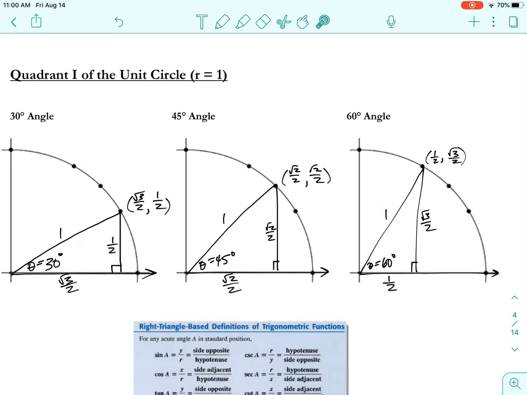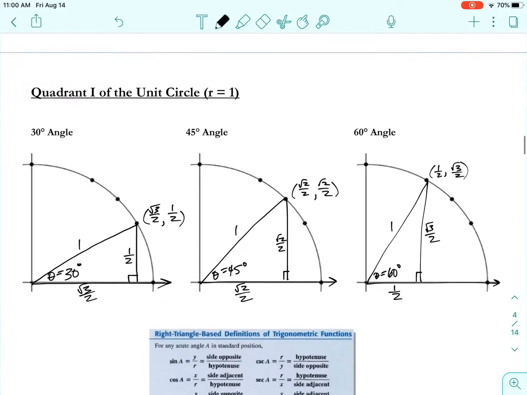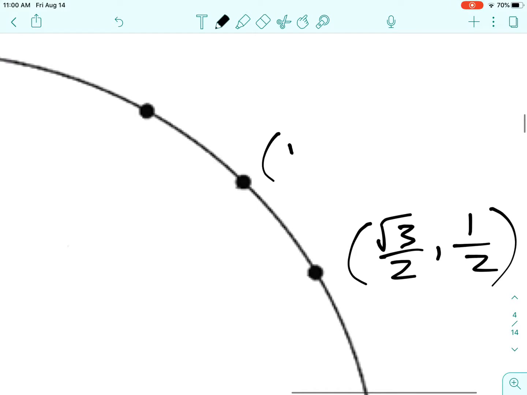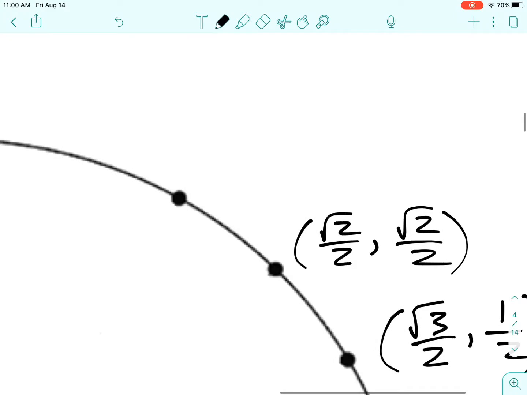I'm going to actually transfer these up to the top of the page so that I have them all in one spot, okay? So remember, I'm not going to draw all the triangles in, but this 30-degree angle, I went to the right √3/2 and I went up 1/2. I'm just going to label this ordered pair right here. The next one, that was my 45-degree triangle. I went right √2/2 and up √2/2. So this ordered pair is √2/2, √2/2. And the last one, 1/2, √3/2.